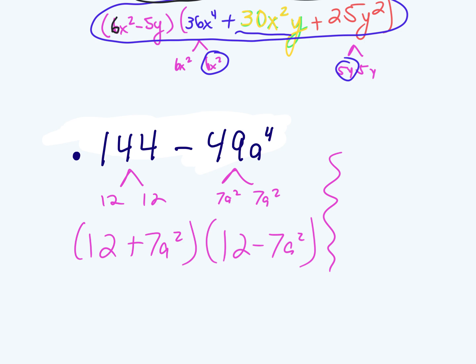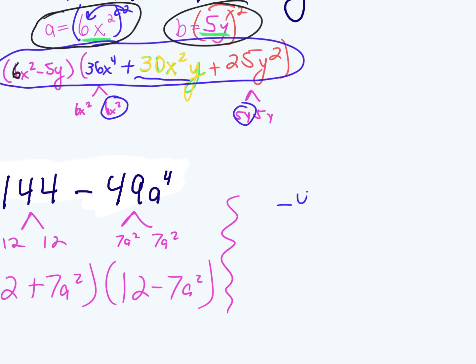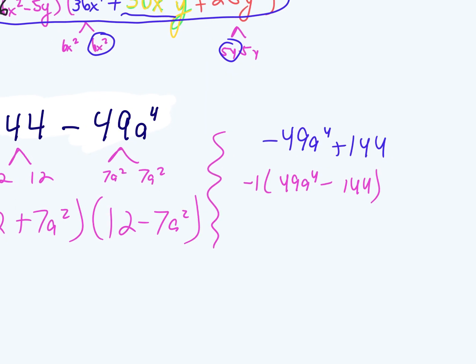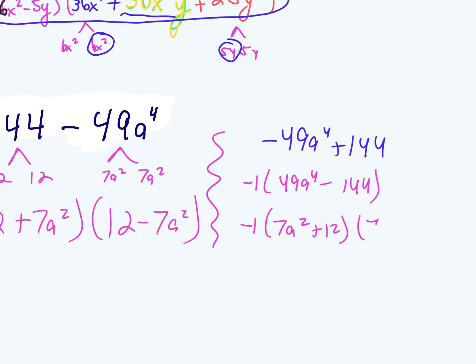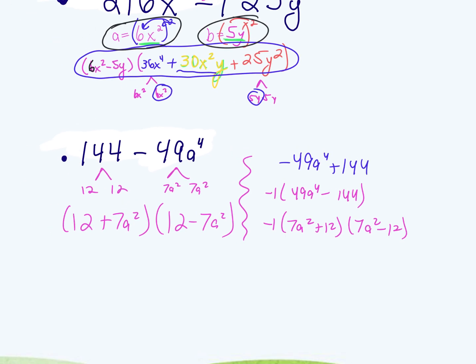Some of you are like, but you always said to rewrite it. If you want to get in the habit of rewriting it, perfectly fine. Negative 49a to the fourth plus 144. When you rewrite it, guys, what are you now leading with? A negative. So take the negative out, and then now you have the difference of perfect squares again. So it's negative 1 times 7a squared plus 12 and 7a squared minus 12. Either way is perfectly fine.